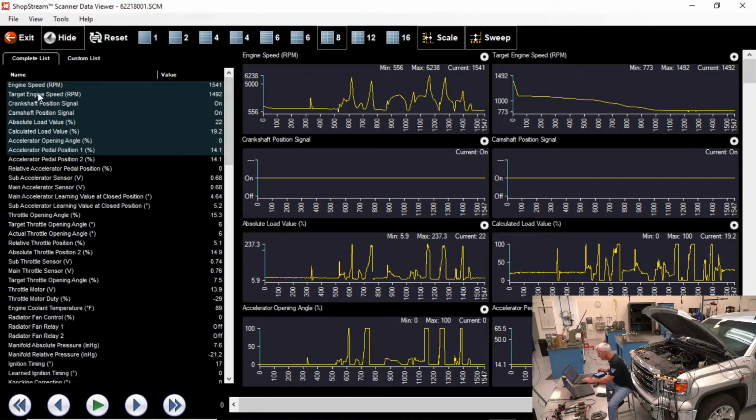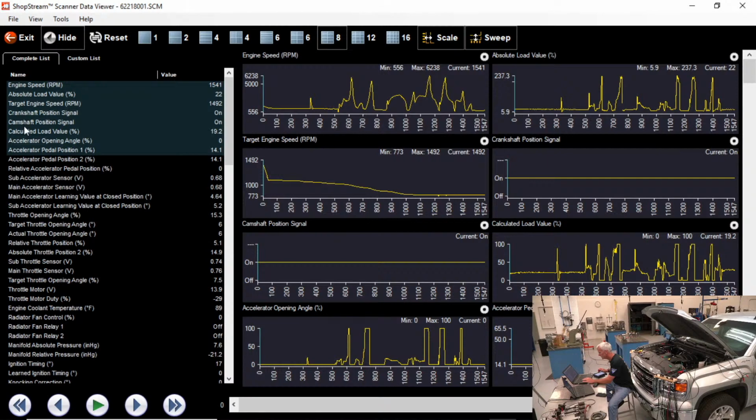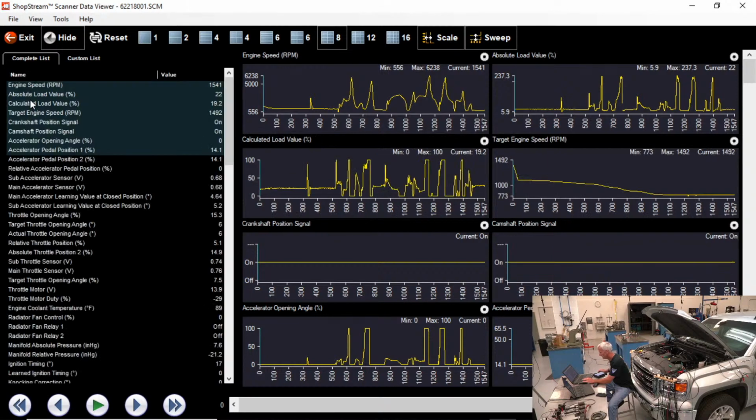Give me a second here. I'm going to drag some of these values up. There's a lot of things that are recorded. And so we got engine speed. We definitely need that. And it graphs it out for us. And there's load values. There's the absolute load value and a calculated load value. And then anything I drag up to the top will be included in this graph.